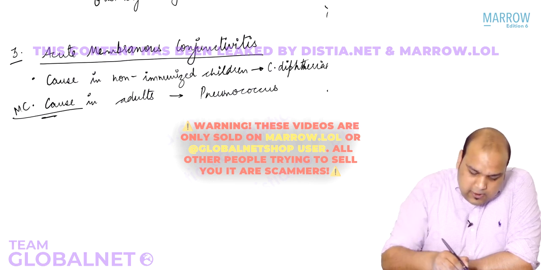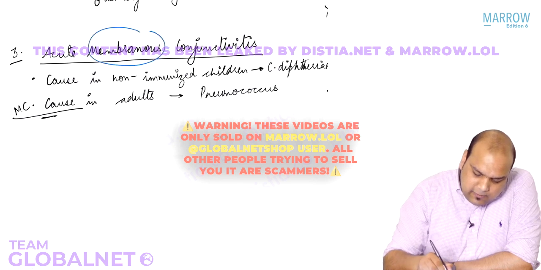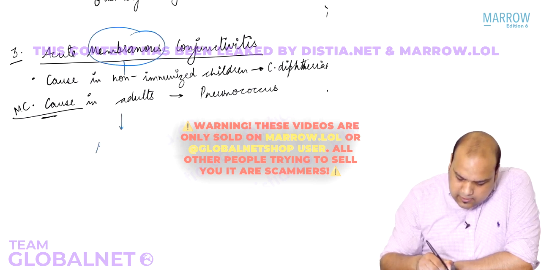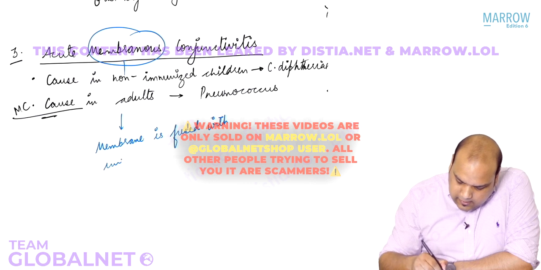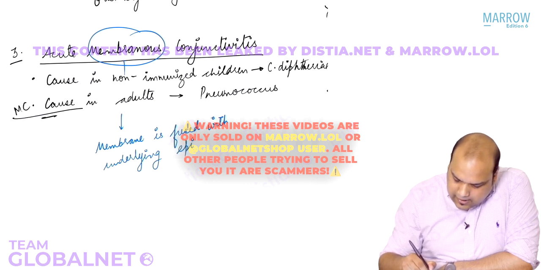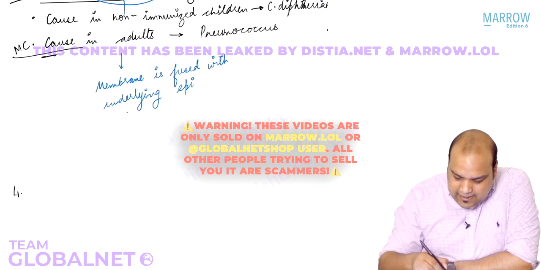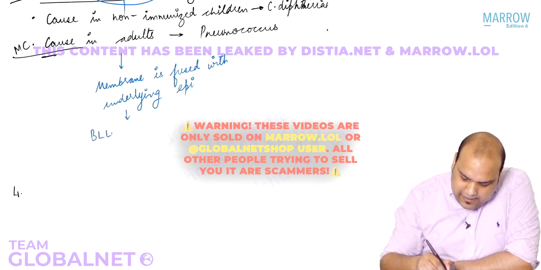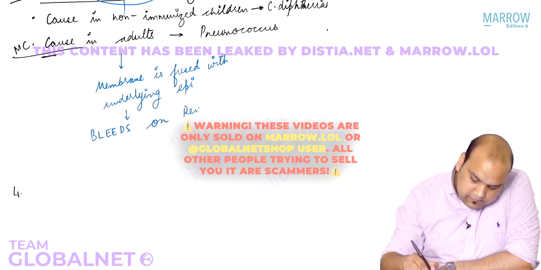Now, what is forming here, everybody? As is clear from the name, a membrane. So this membrane is fused with the underlying conjunctival epithelium. That is why it bleeds on removal.